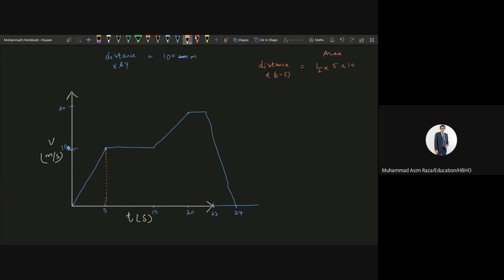And if examiner would say that find out area between 5 and 15 seconds, again distance between 5 and 15. So we will say, because it is a rectangle, so from here till here the distance is 10. 15 minus 5, it is the length, and the width is from here till here, which is 10. You understand that?